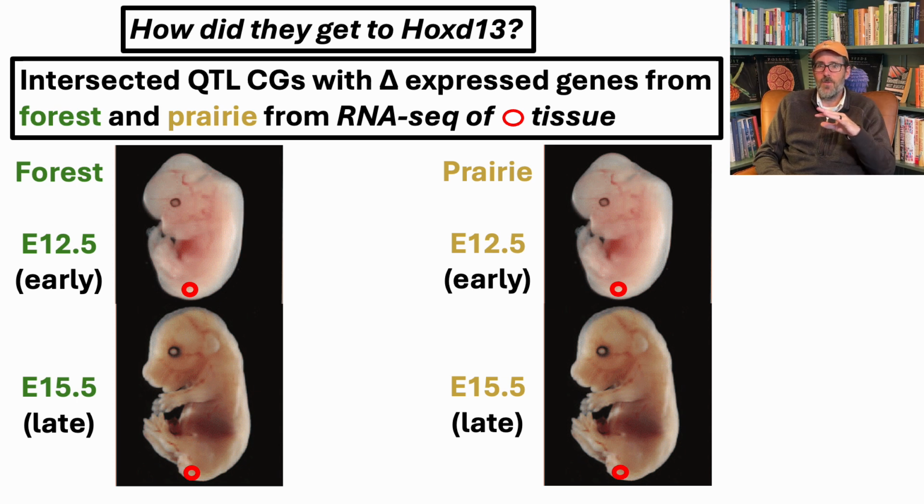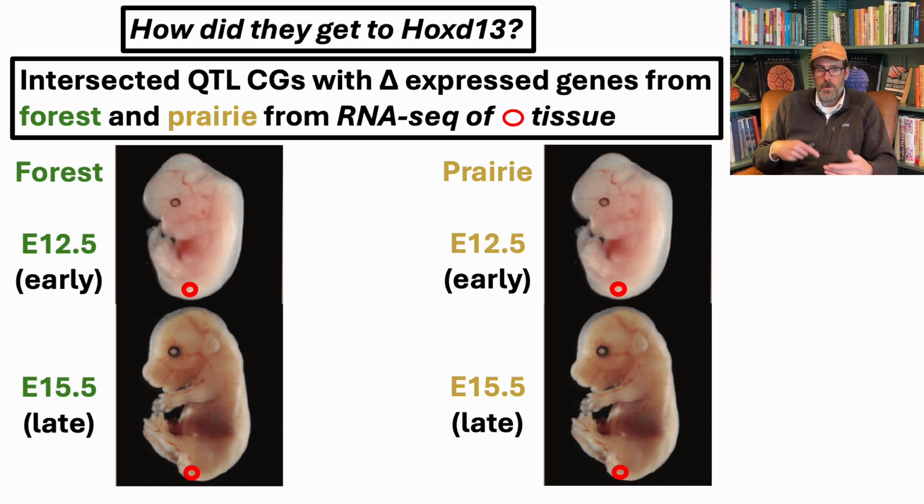I'm laughing because it didn't used to be simple, and I'm sure it wasn't simple, but now with RNA sequencing you can actually do that, compare the forest to the prairie embryos, and look at that tissue, just excise that tissue in the red circle and compare the genes that are expressed early in development in the PSM, ideally, or at least in the embryonic tail bud. Look at the genes that are expressed at this early embryonic stage, 12.5 days. E12.5 stands for 12.5 days old versus later, 15.5 days old.